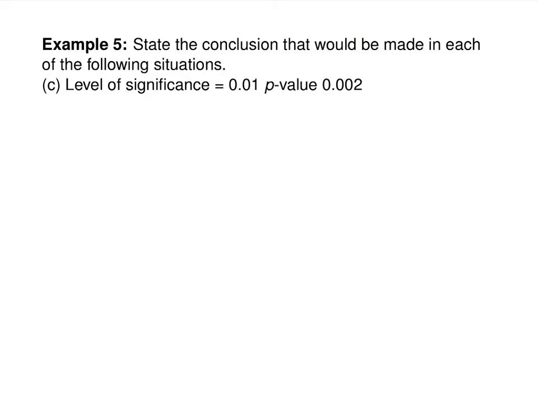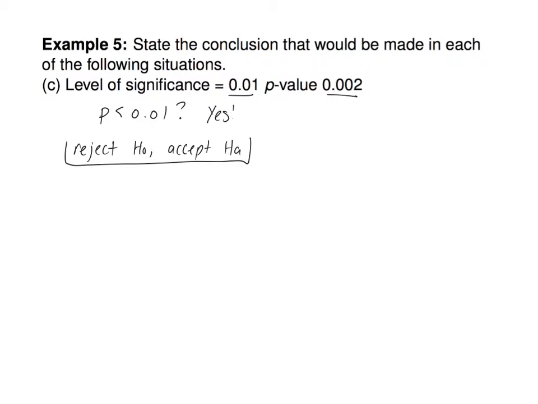And occasionally your significance level can be set a bit lower. Like if I set my level of significance at 0.01, is this p-value smaller than it? So is p less than 0.01? Yes. So still reject H naught, accept HA.